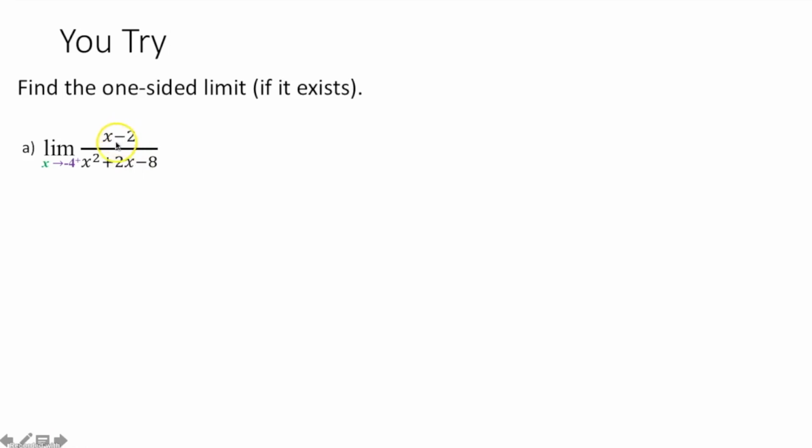Well, here you can make life a little easier on yourself and see that this is a quadratic trinomial down here that factors into x minus 2 times x plus 4, and the x minus 2's cancel out, meaning there's going to be a hole at x equals 2, but you're not worried about that because you're taking the limit as x approaches negative 4. So we cancel those out. Simplify, we get the limit as x approaches negative 4 from the right of 1 over x plus 4.